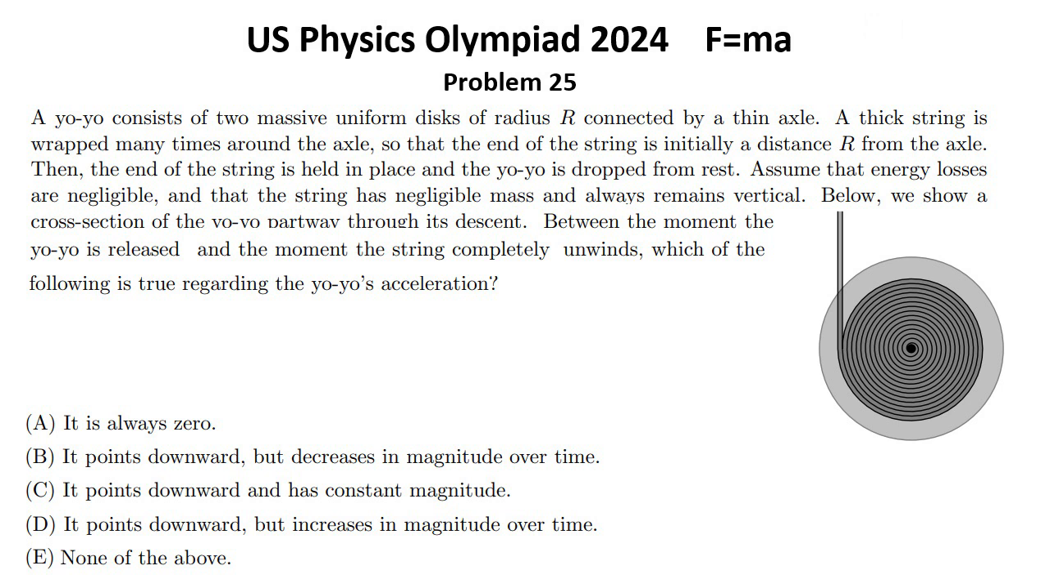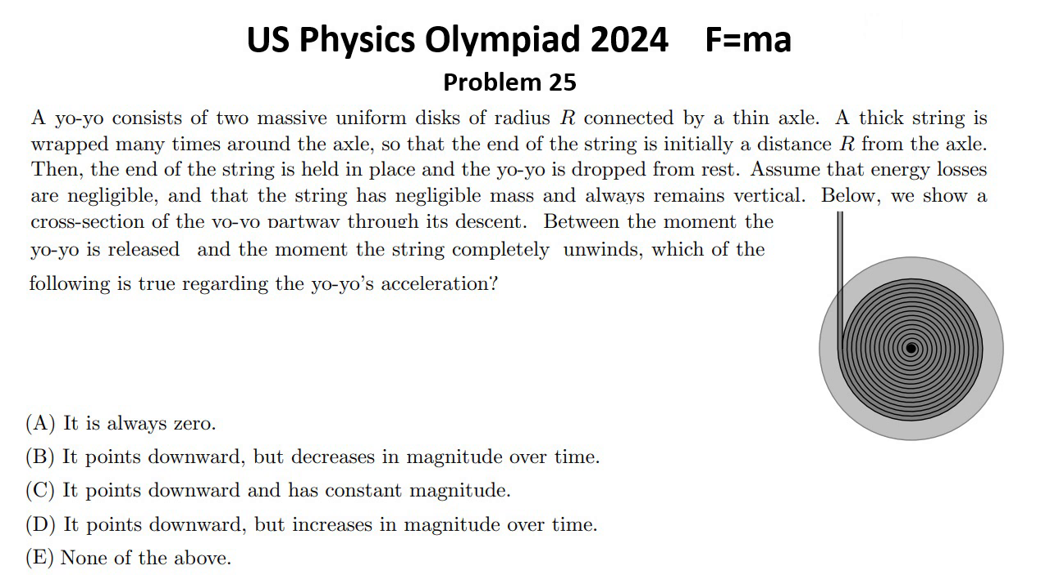Problem number 25. A yo-yo consists of two massive uniform discs of radius R connected by a thin axle. A thick string is wrapped many times around the axle, so that the end of the string is initially a distance r from the axle. Then the end of the string is held in place and the yo-yo is dropped from rest. Assume that energy losses are negligible, and that the string has negligible mass and always remains vertical.